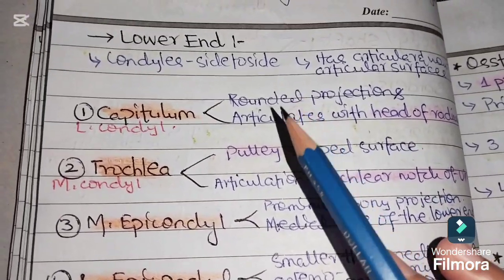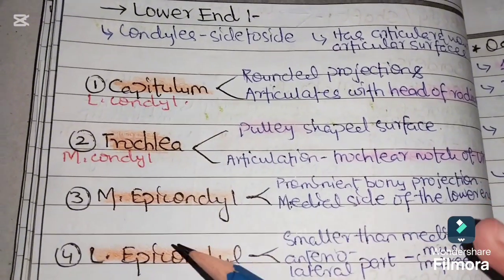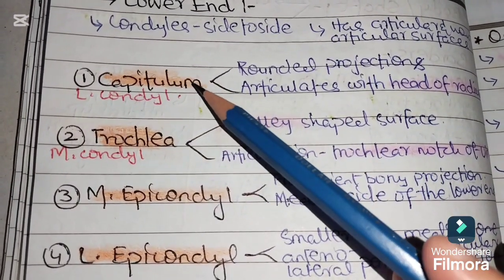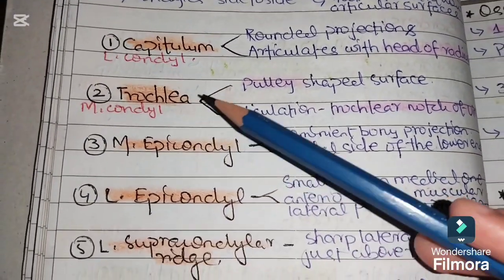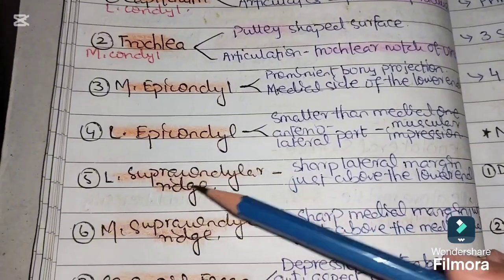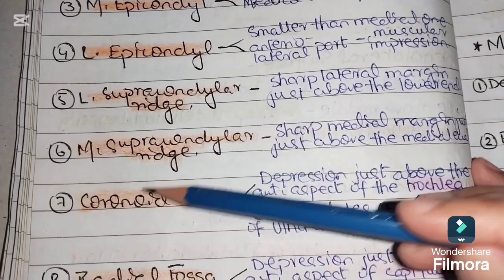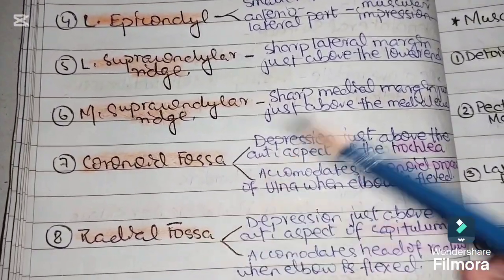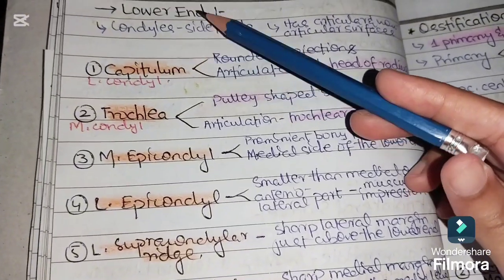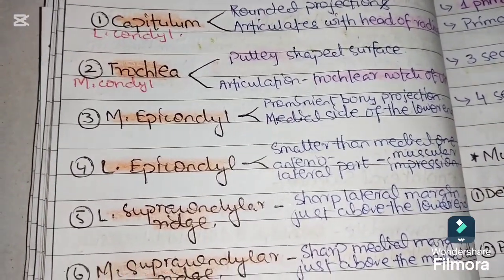These can get a little tricky, but try to memorize all these names, alright? So firstly we have the capitulum, the trochlea, then there's the medial epicondyle, the lateral epicondyle, the lateral supracondylar ridge, the medial supracondylar ridge, the coronoid fossa, and the radial fossa. So these are all the features of the lower end of humerus. Let's locate them on the bone.